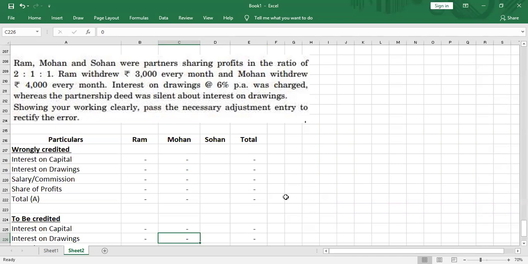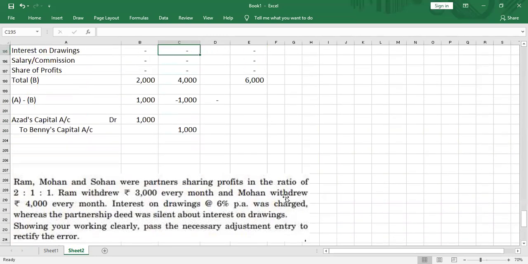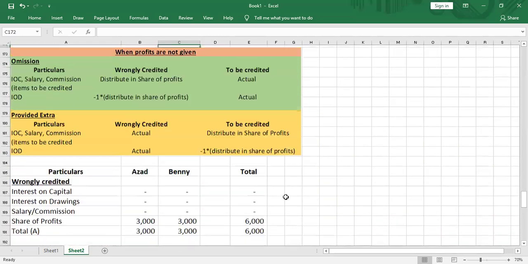So this is provided extra problem. That is, they charge interest on drawings, but it should not have been charged. Understood or not, my dear children? So how do we tackle this situation here? The profits are not given. When the profits are not given, you go back to the table and check what you need to do.